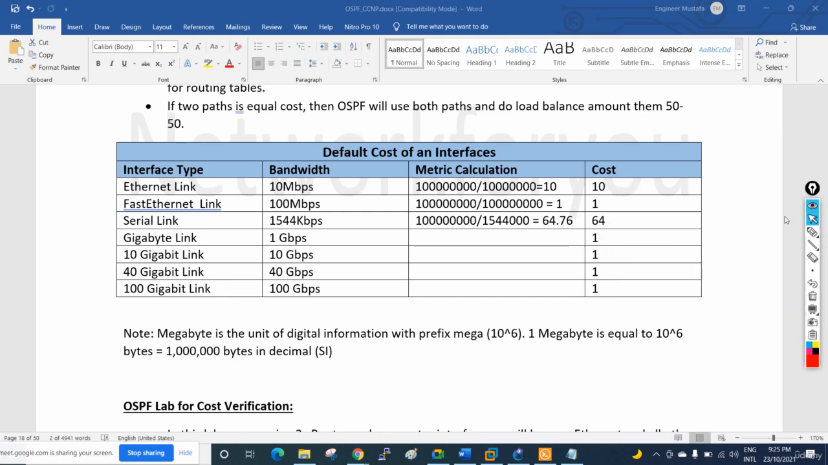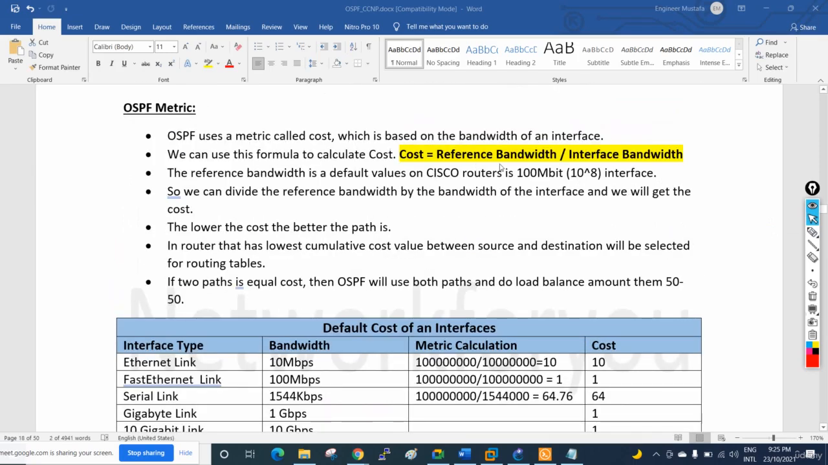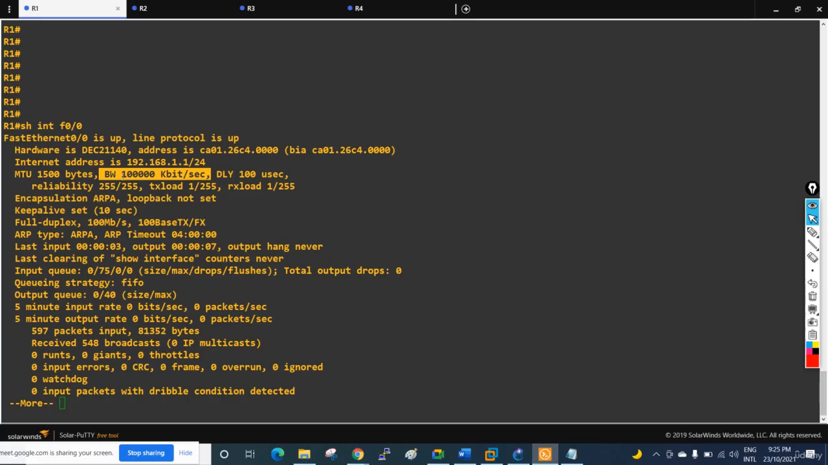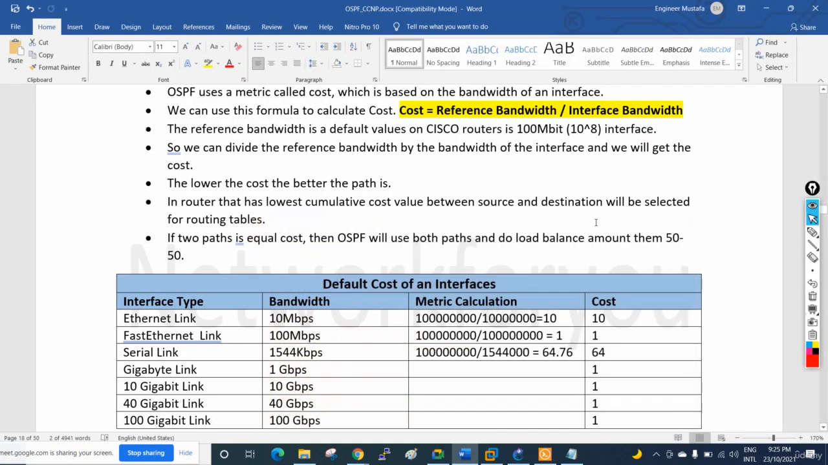In an interview, if they ask, you can calculate or you can just tell them that cost is equal to reference bandwidth divided by interface bandwidth. Reference is nothing but 10 to the power of 8. Interface means this value, or we can check it in the router. Just now what we checked: K means kilobyte, kilo is 10 to the power of 3. So this is 5 and 3, which means 10 to the power of 8.